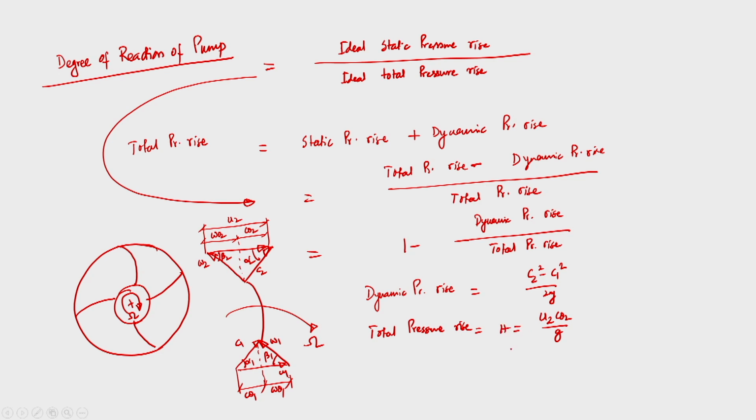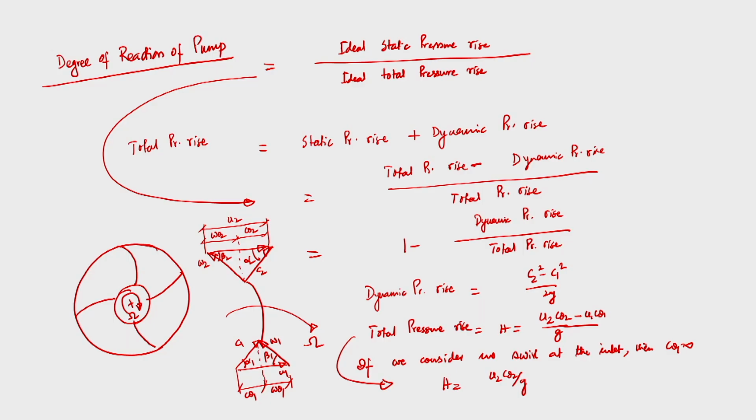If we do not have swirl at the inlet, then for this case it should be minus u1 c theta 1. If we consider no swirl at the inlet, then c theta 1 will be equal to 0, and the total pressure rise H will be equal to u2 c theta 2 divided by g.